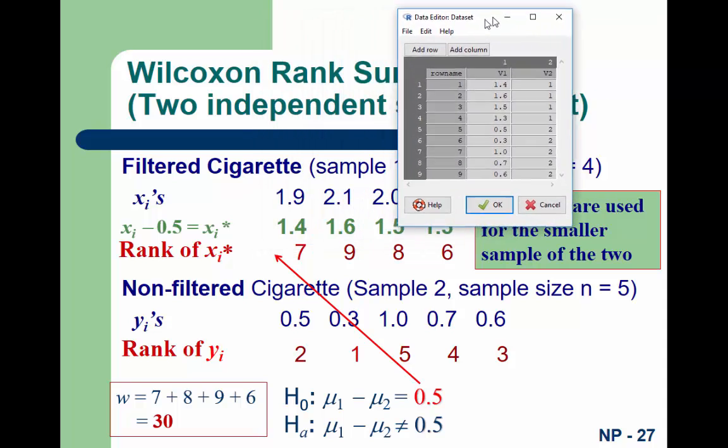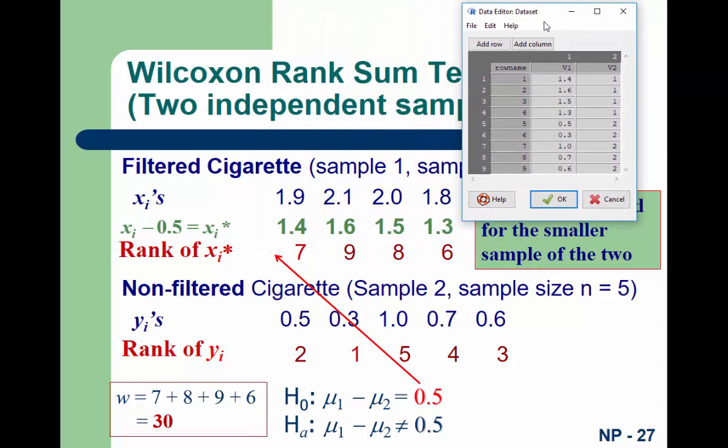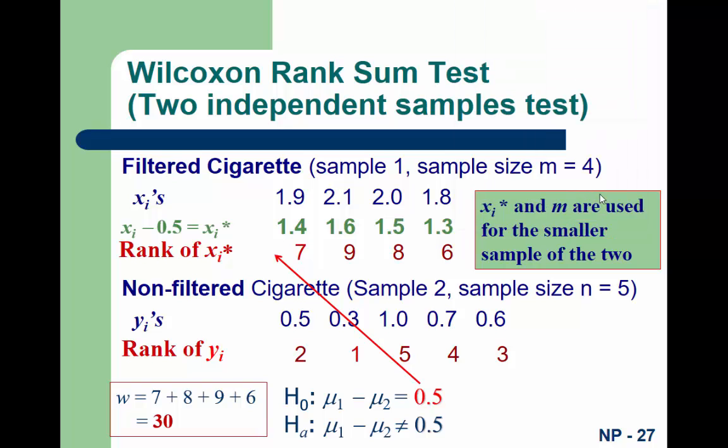So to use Archimedes to solve this problem, first of all, you have to enter these data. These are the new data: I subtract 0.5 for the first sample, and these are the second sample. I'll use 1 and 2 to indicate the different samples. The small sample is 1, so group identification is 1. Then of course you want to set this as a factor variable.